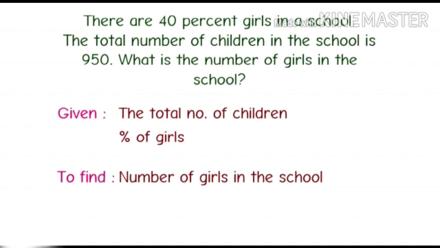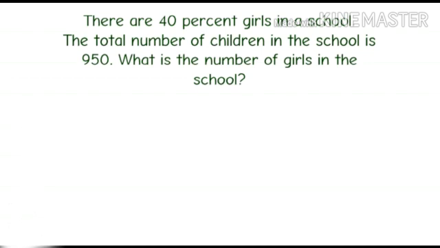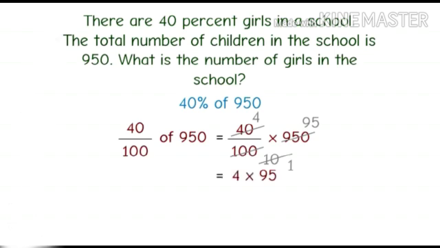Now, 40% of 950 students are girls. Therefore, 40% of 950 we have to find out. 40 upon 100 of 950. "Of" is nothing but multiplication. Therefore, 40 by 100 into 950. After cancellation of zeros, 4 into 95. 4 95s are 380. Therefore, 40% of 950 is 380. 40% are girls. Therefore, there are 380 girls in the school.